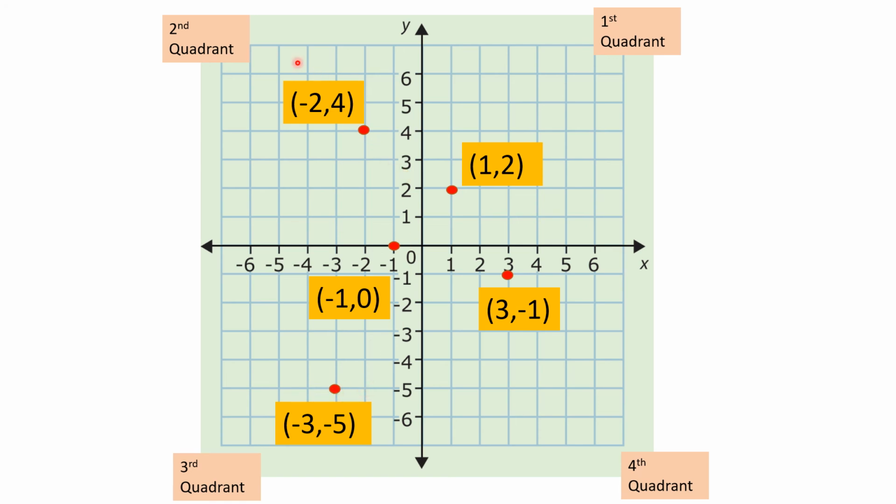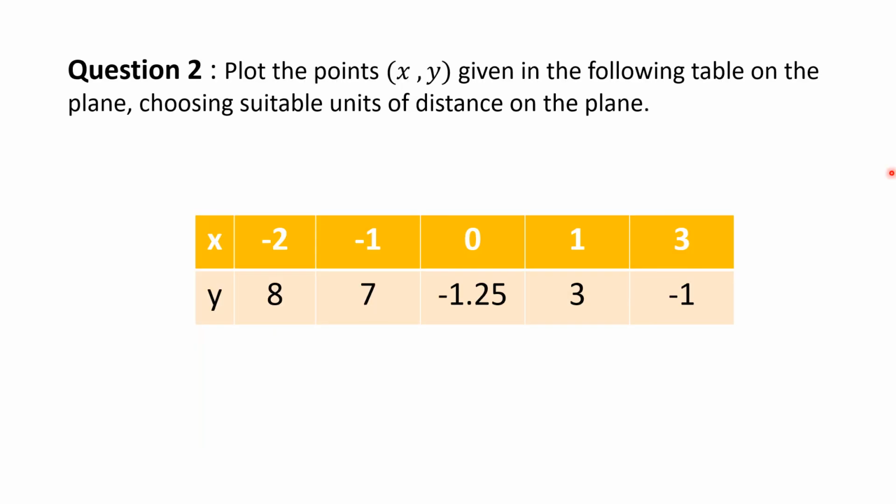So you can clearly see that this point is in the second quadrant, this point is in the first quadrant, this point is in the fourth quadrant, and this is in the third quadrant. And this one is on the negative x-axis. You can see that, right? So this is how we verify the points, verify the first part of the question, okay? Now the second question, the final question of this chapter.